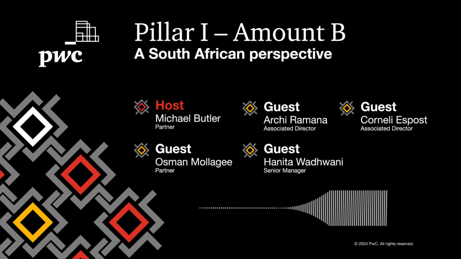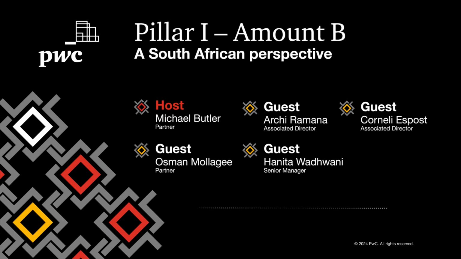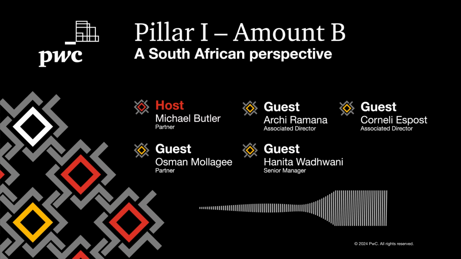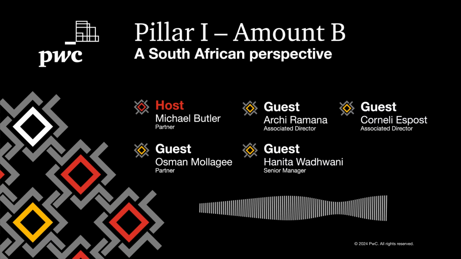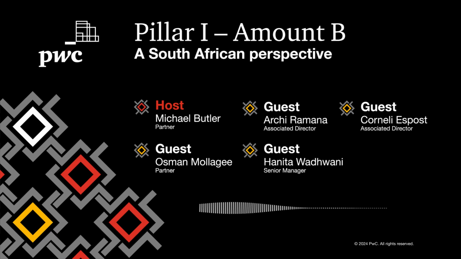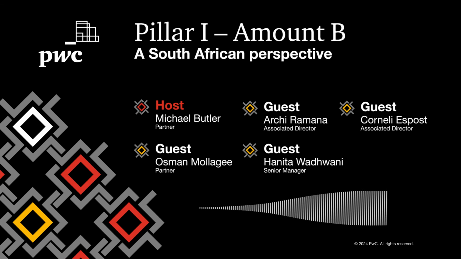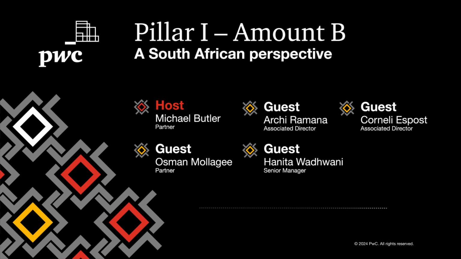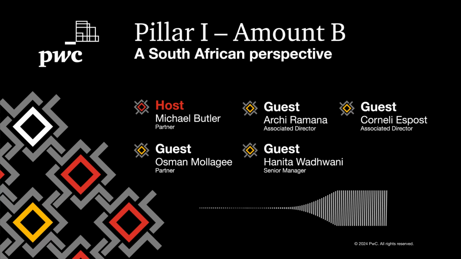Cornelia, do you want to tell me a little bit about what is Pillar 1 Amount B and why was it introduced? Paint the scene for us. Thank you, Michael. So Amount B of Pillar 1 is one of the two components of the OECD's proposal to address the tax challenges arising from the digitalization of the economy. The other component is Amount A, that allocates a portion of the residual profit of multinational enterprises to market jurisdictions based on a formula. We are, however, not going to be discussing that part today.